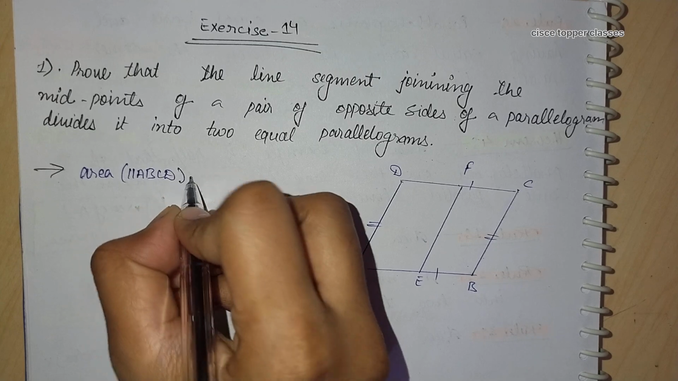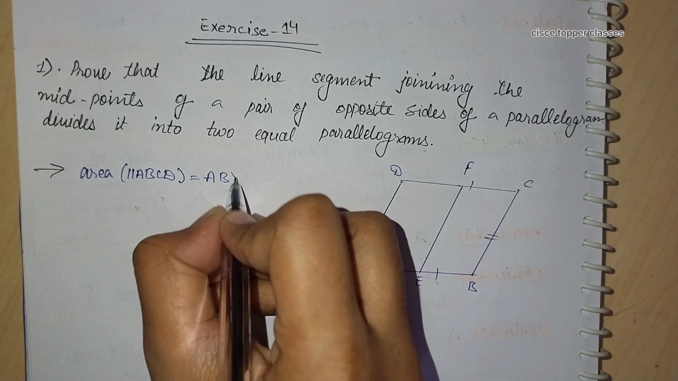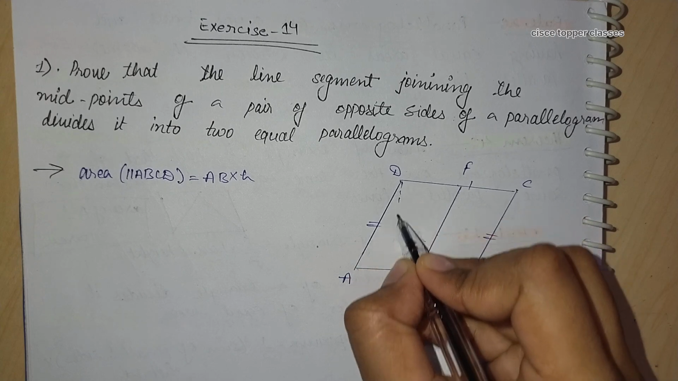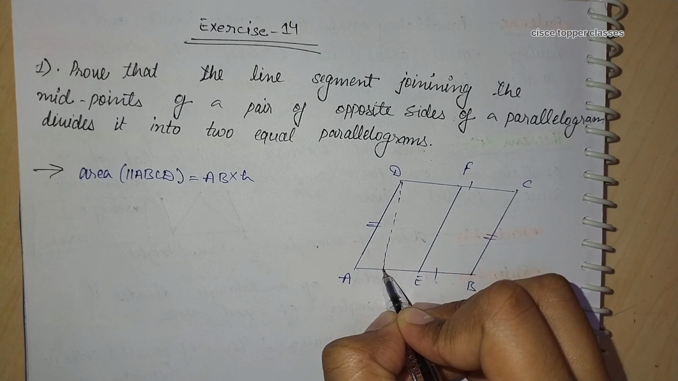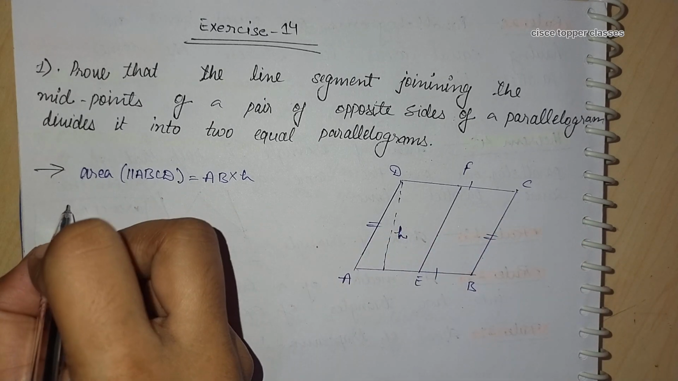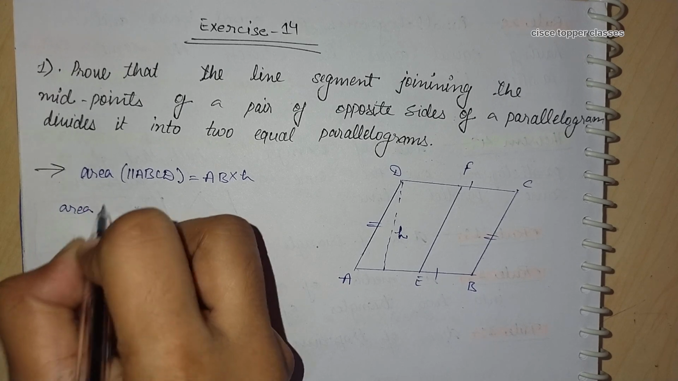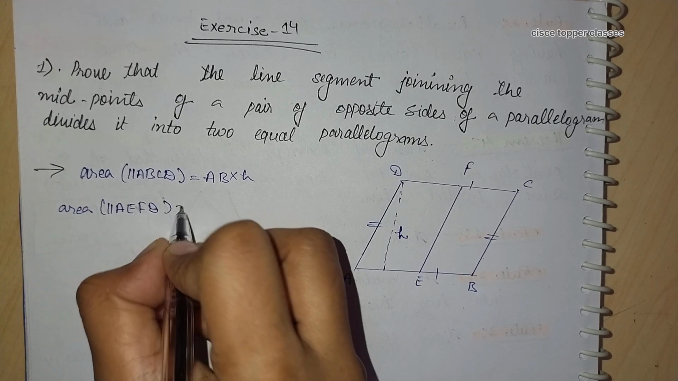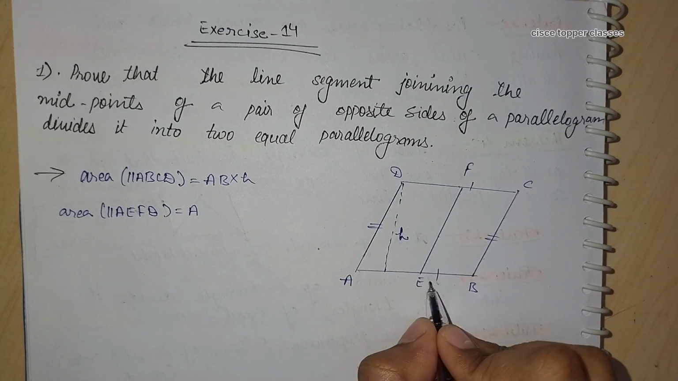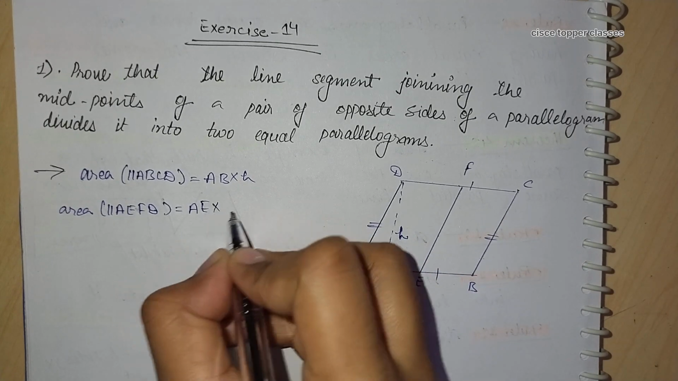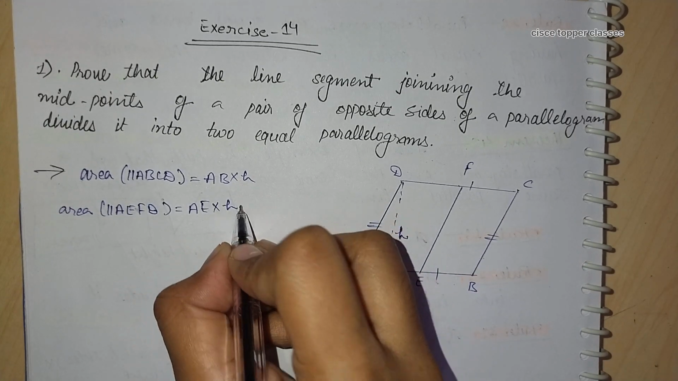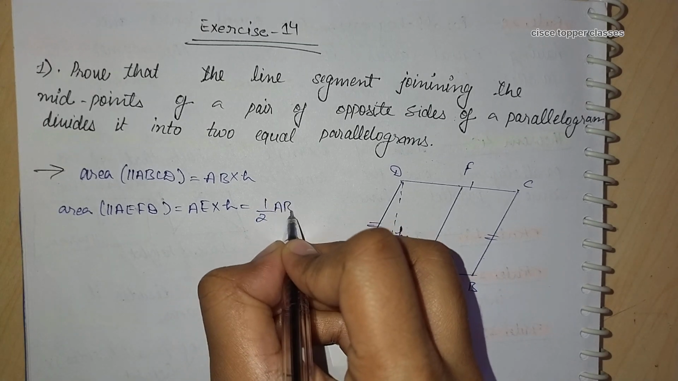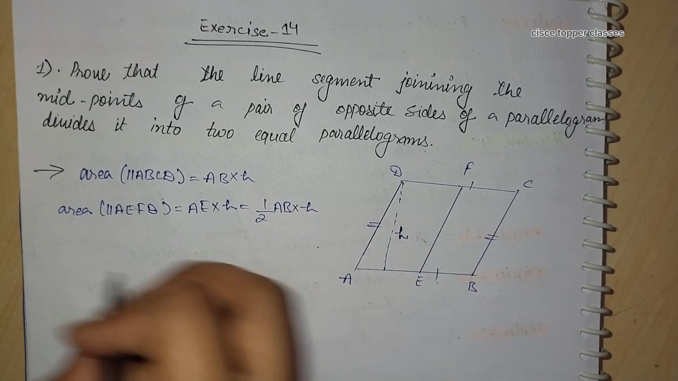So it will be AB into height. Let's say this is the height here. We will draw the altitude here, so this is equal to H. Now we have the area of parallelogram AEFD as equal to AE, because this is the base, so AE into H, the height. AE is equal to half of AB, so we can write it as half of AB into H, because E is the midpoint here.